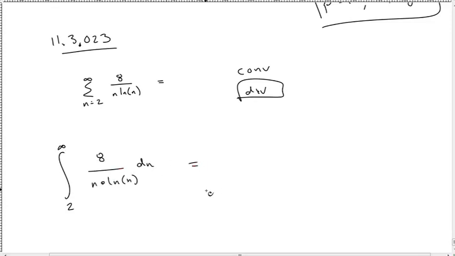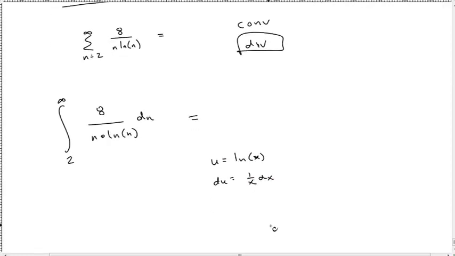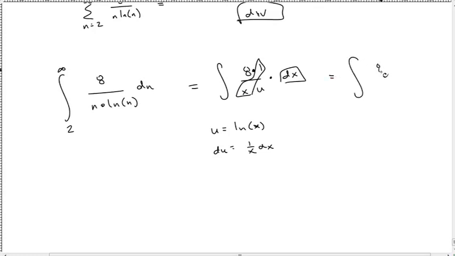Let me just use x's. X's are going to be way easier. So we've got x's instead of n's. What I want to do is let u equal ln x, so du is 1 over x dx. I'm just going to leave it like that, because you have this x right here, and then you've got a u now, and then dx. Notice that this is 8 times 1 over x, and so these pieces are right there. You can rewrite it now as 8 over u du, and you're done.